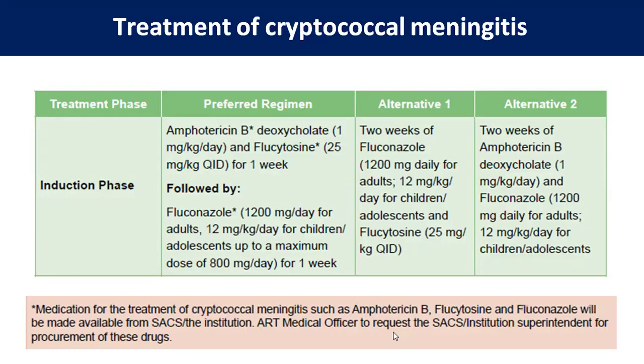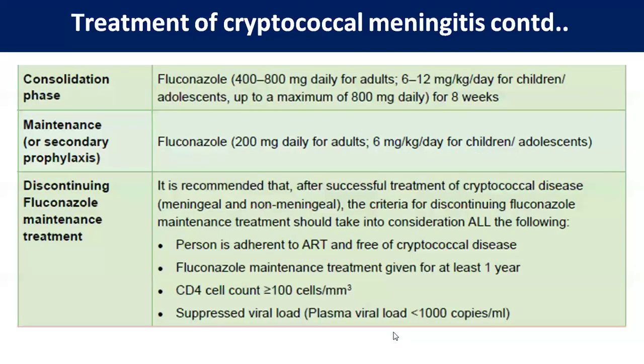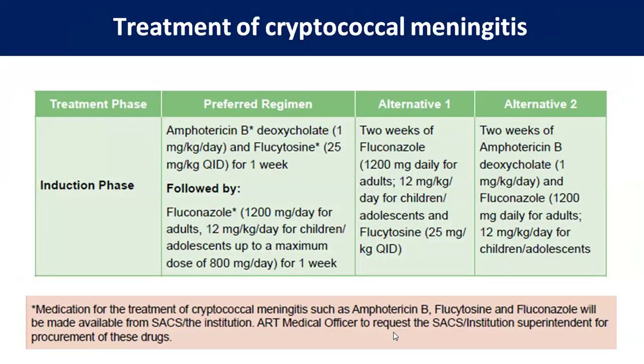This is for 1 week. Alternatively, you can give 2 weeks of fluconazole, at the same strength, and flucytosine, in case amphotericin B, which is very expensive, may not be available. Another alternative is 2 weeks of amphotericin B and fluconazole of 1.2 grams in adults and 800 mg in children. So that is your induction phase.